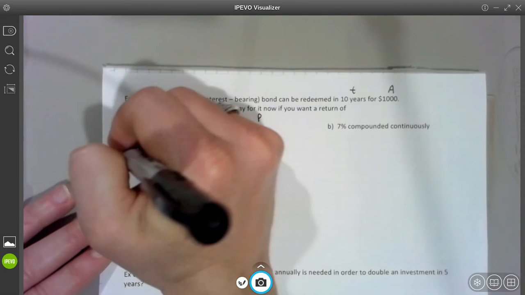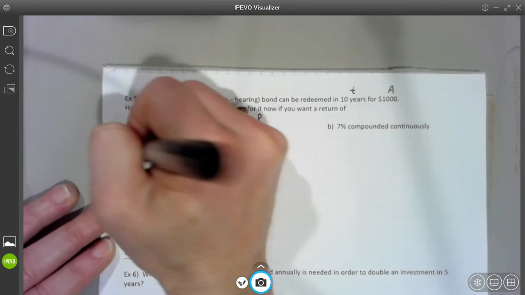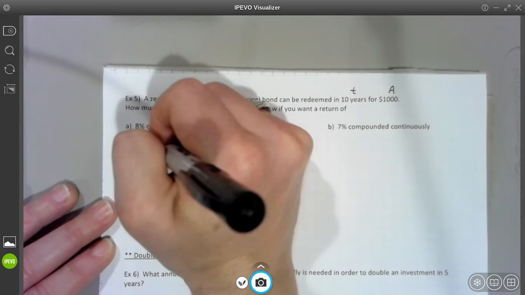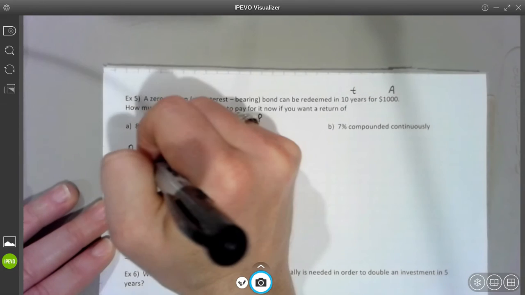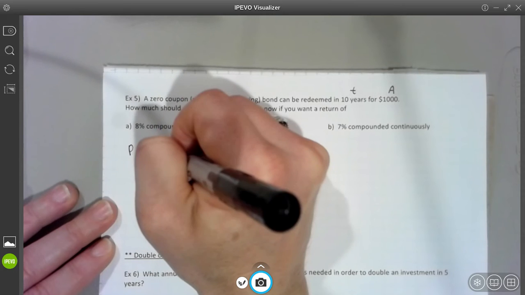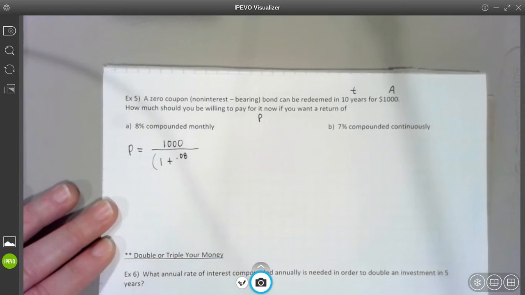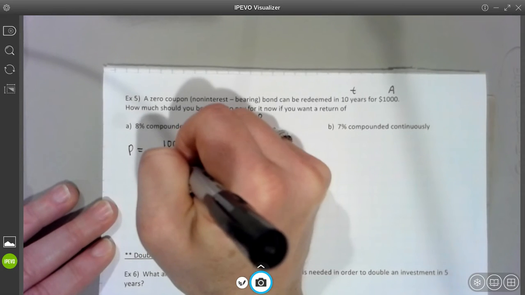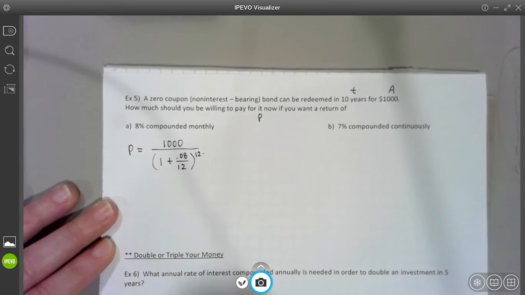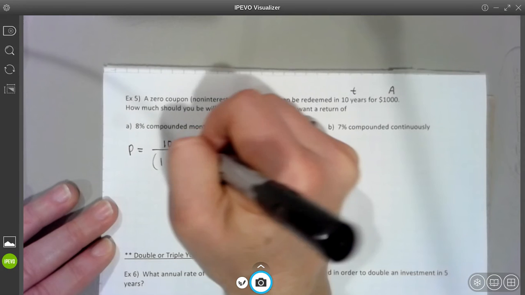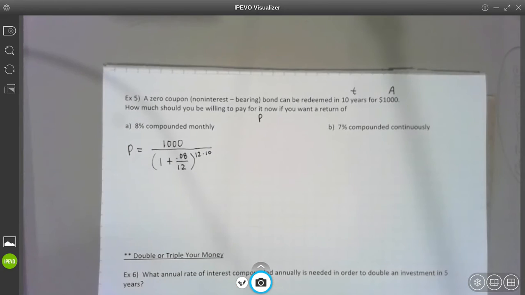All right, so let's plug it all in. So P will equal A, which is $1,000 that we're trying to end at, divided by 1 plus 0.08, my rate, divided by monthly, so N is 12, to the power of 12 times, now guys, we're doing this for 10 years, so 12 times 10. Plug this into your calculator and see what you should be willing to purchase this bond for right now to end up with your $1,000 in 10 years.